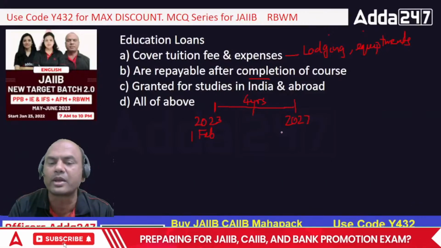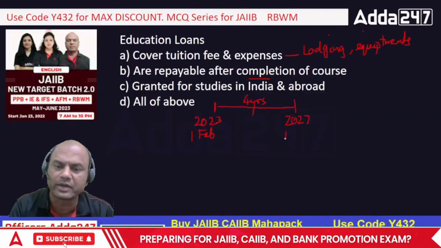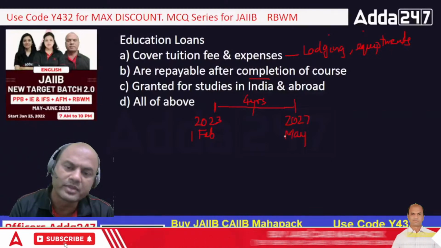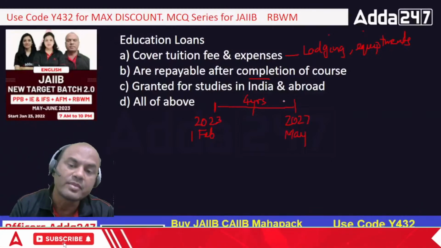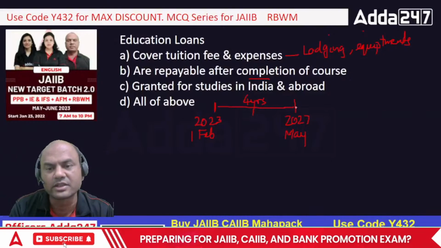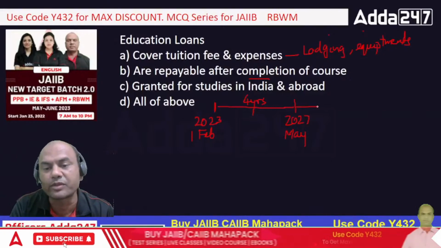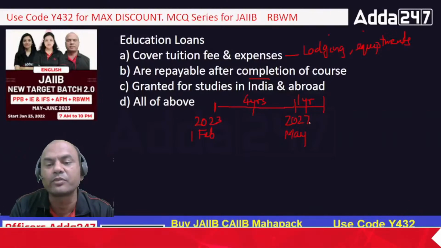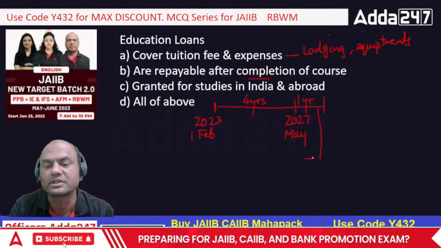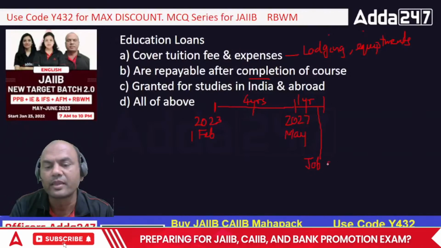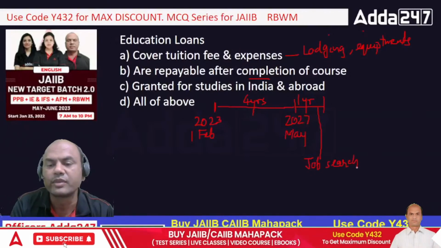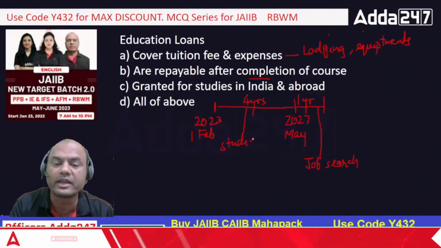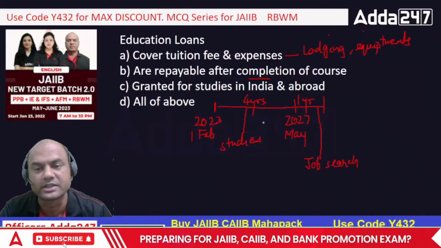Roughly May 27, because course is generally completed in May and June. So if this is for 4 years, my repayment will start after 1 year after this. One more year is given, so that the person can find a job. Here job search, and here studies. This is the way education loans are disbursed.